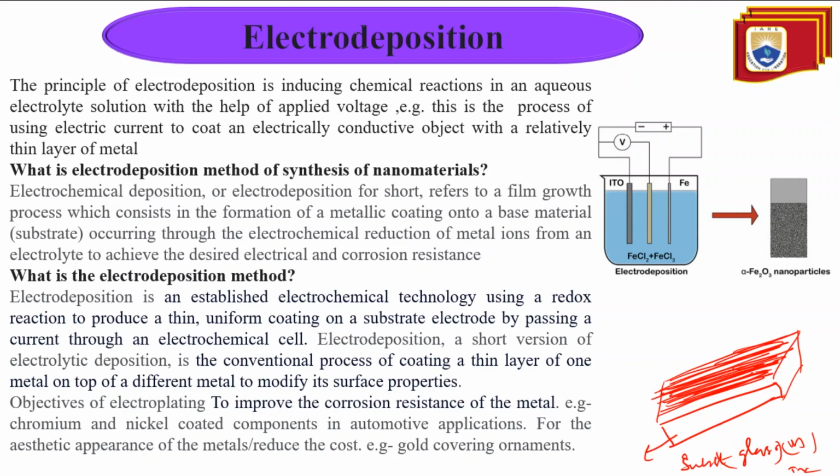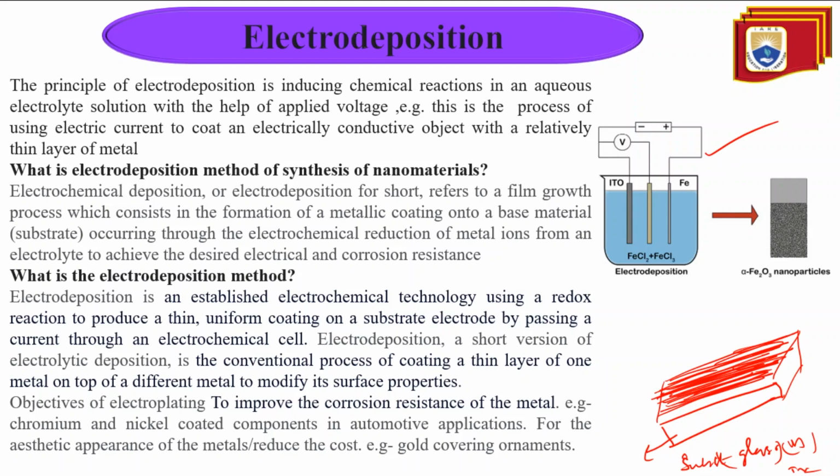Electrodeposition is an established electrochemical technology using a redox reaction to produce thin films. That means a uniform coating on a substrate electrode by passing a current through an electrochemical cell. This is what we can see here, how we can use the electrodeposition method, right?